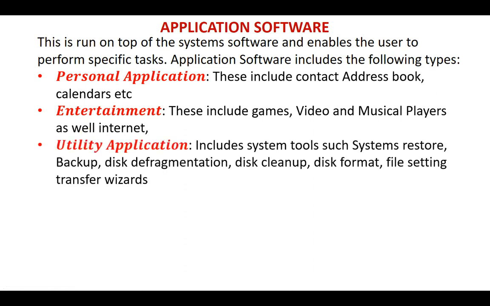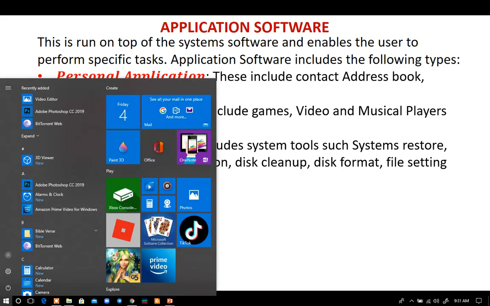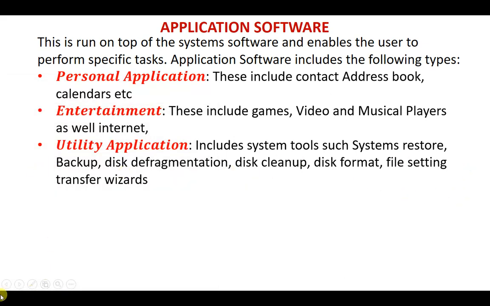Then you also have utility application. Utility application softwares include the system tools such as system restore, backup, disk defragmentation, disk cleanup, disk format, and the file and settings transfer wizard. I'll be showing you all these softwares in the computer so that you know where they are found. So let's look at where you can find the system restore application. How can you find that?